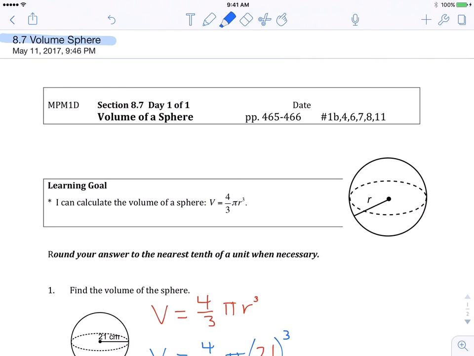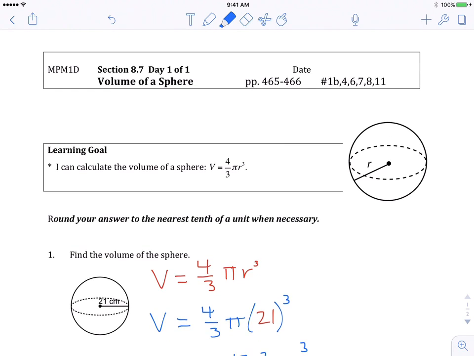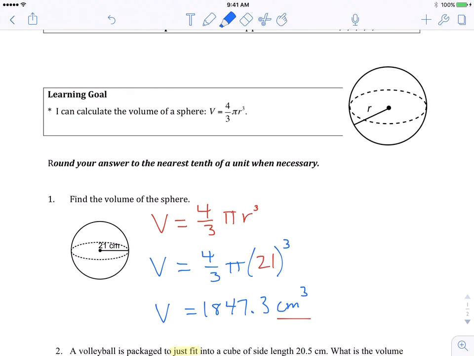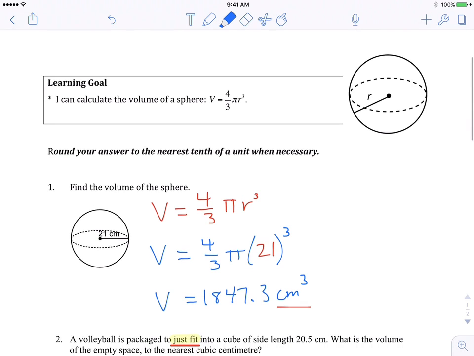Okay, we're looking at the last video for this year, 8.7, day 1 of 1, volume of a sphere. So the learning goal is clearly short and sweet. I can calculate the volume of a sphere. The volume is 4/3 pi r cubed.